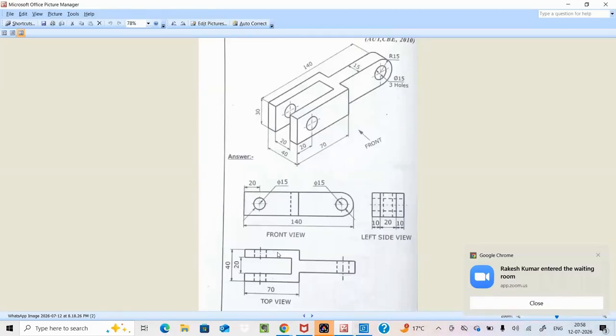Sir, I have one question. Yes, sir. Please, sir. In the front view, it is showing the dotted lines. Yes, sir. This particular cut portion is not visible in the front view. If you see in the top view, that is visible. That is the only reason they have shown it dotted.